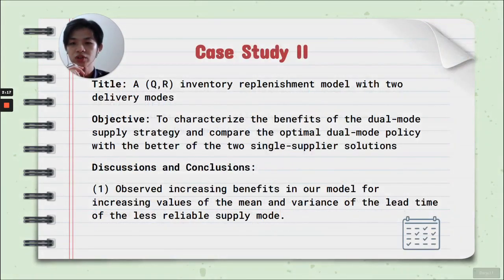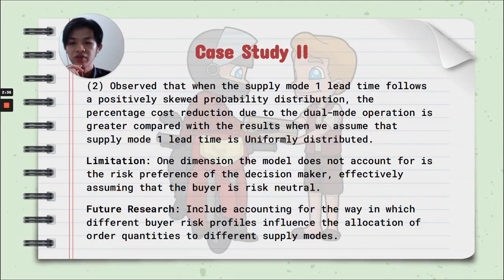Next case study was a QR inventory replenishment model with 2 delivery modes. The discussion obtained are: we observe increasing benefits in our model for increasing values of the mean and variance of the lead time of the less reliable supply mode. Observe that when the supply mode 1 lead time follows a positively skewed probability distribution, the percentage cost reduction due to the dual mode operation is greater compared with the results when we assume that supply mode 1 lead time is uniformly distributed. Next, I will pass to Mushida to present.